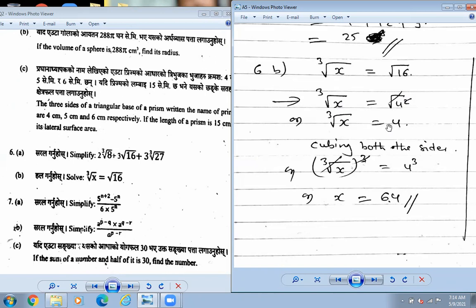अब the root hatauna, what we can do now, we can do the cubing both the sides. If there was a square root, यता squaring both the side गर्नु पर्थ्यो. So cubing both the sides गर्ने, to remove this cube root. So यहाँ पनि cube लगाइदिउँ, यता पनि cube लगाइदिउँ. Cube and cube root will be cancelled. x equals to 4 cube, which becomes 64, and that is going to be the answer. 2 marks त्यतिकै आउँथ्यो.